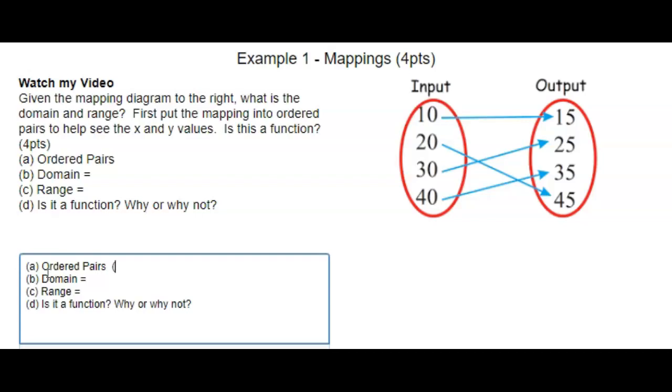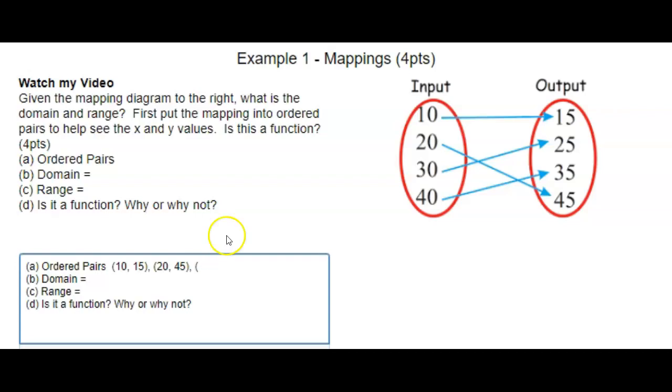Well, ordered pairs are in parentheses. So my first ordered pair would be 10, because that's part of the input. And what is that with? 15. So some of you kind of need to do this. Some of you may not, but I'm going to do it anyway. So the next number I have in my input, which is my domain, is 20. So what is 20 mapped with? 20 is mapped with, I'm going to follow the arrow down, 45. So I'm going to say 20, 45.